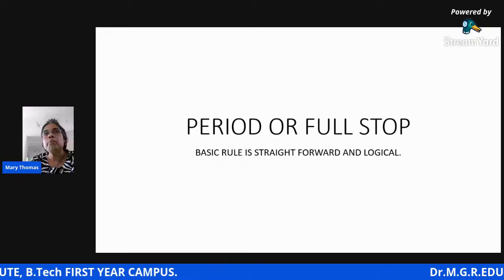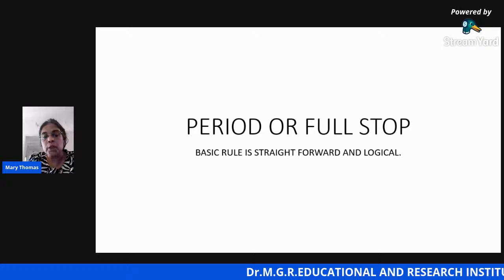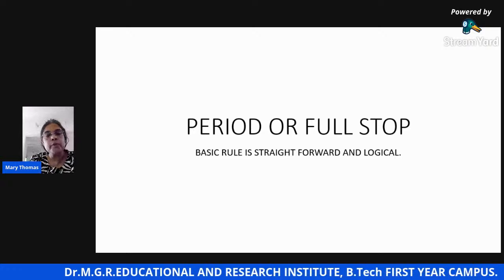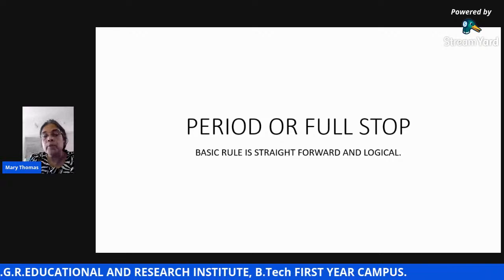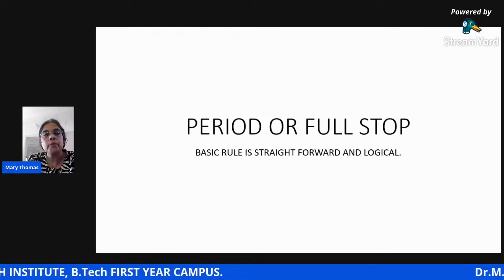For example, put the bike in the car shed. He put the bike in the car shed. Or when you give a command, put the bike in the car shed. At the end of it comes a full stop. Or he put the bike in the car shed. It's also at the end of it comes a full stop.